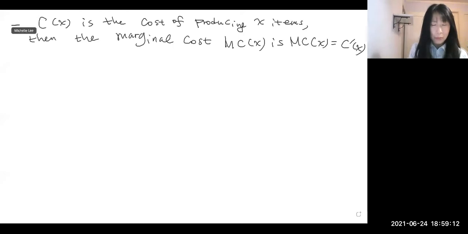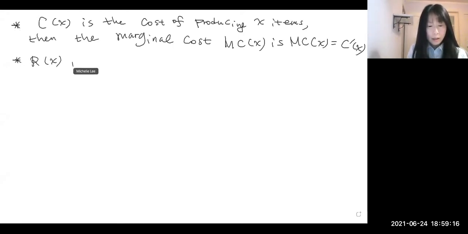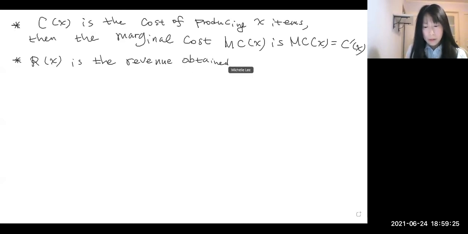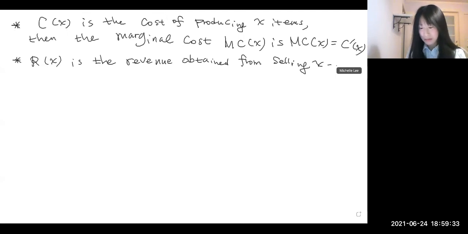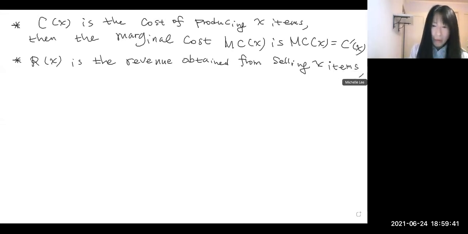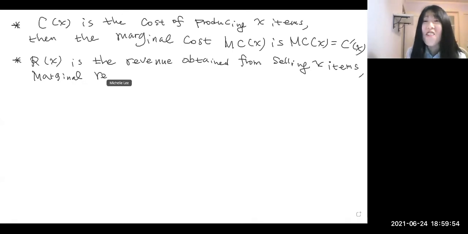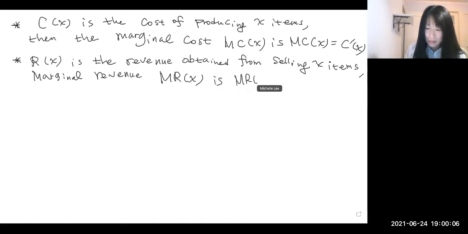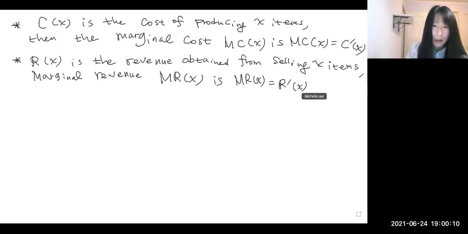Now we have R of X is the revenue obtained from selling X items. Then marginal revenue. It's so hard to pronounce. Marginal revenue, MR of X, right? So they're just using the first letter. There is no meaning. Equal to R prime of X. Okay. One more.